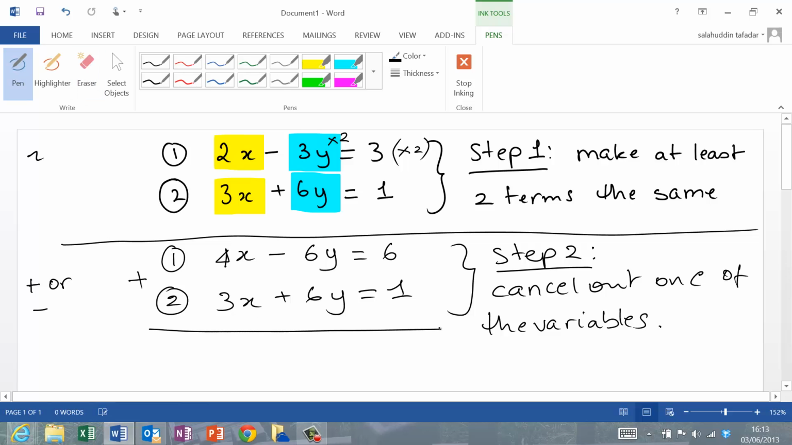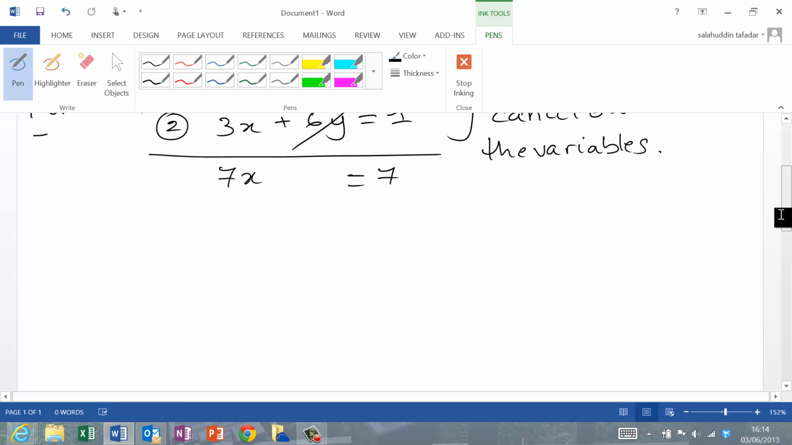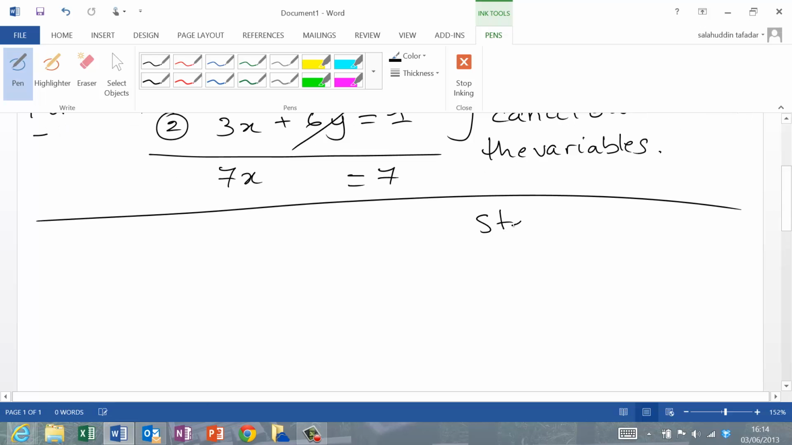And if I do the sums now of the two equations adding together, 4x plus 3x is equal to 7x. Minus 6y plus 6y, we know that it will cancel out. And that's equal to 6 plus 1, which is equal to 7. Okay, great. Now, let's move on to step number 3.